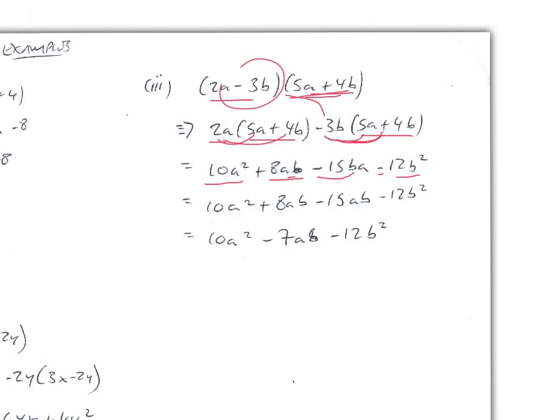Okay? So let's gather the like terms. 10a squared plus 8ab minus 15ab. I've just rewritten that the other way around to show you that that's okay. Minus 12b squared. And the final gathering of these like terms then, of all the terms, is 10a squared plus 8ab minus 15ab is minus 7ab minus 12b squared.